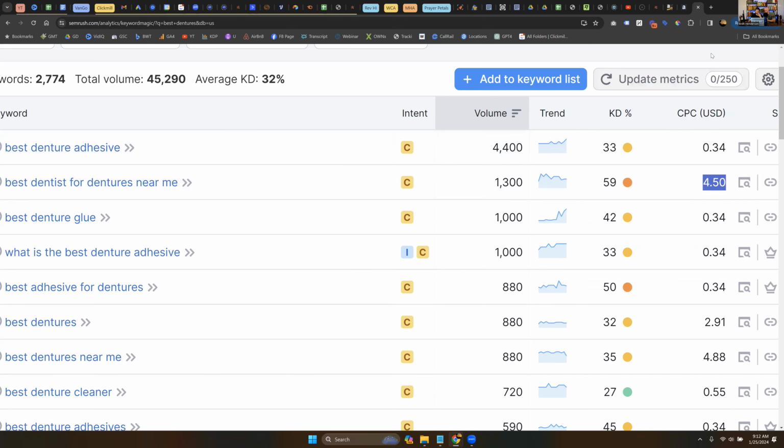So if it's a higher cost per click, then that's generally going to be a better keyword, something that people are more willing to pay a higher price for, at least usually. Okay. Now, I want to go back and finish the question you asked.